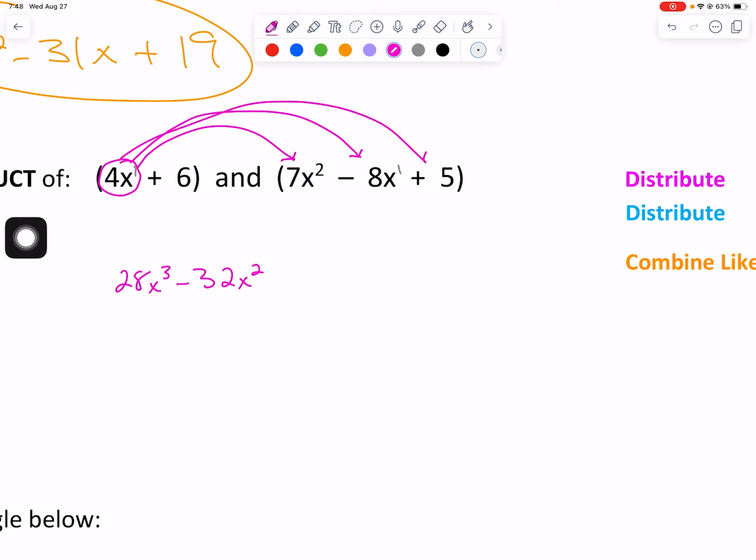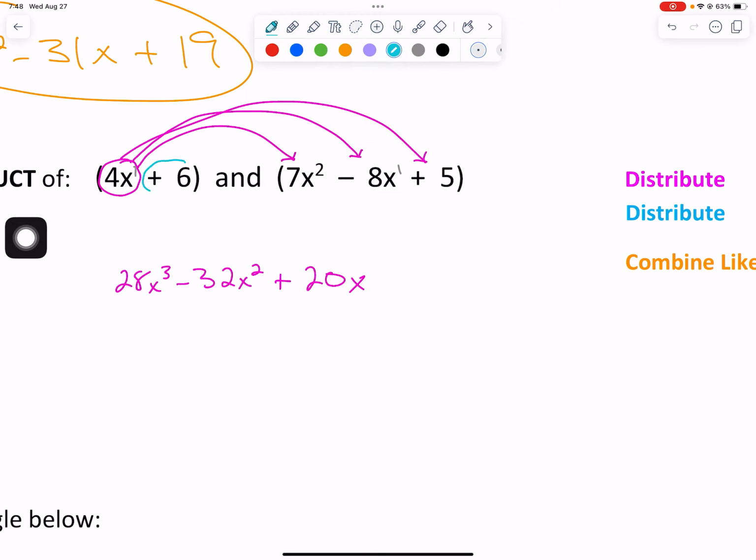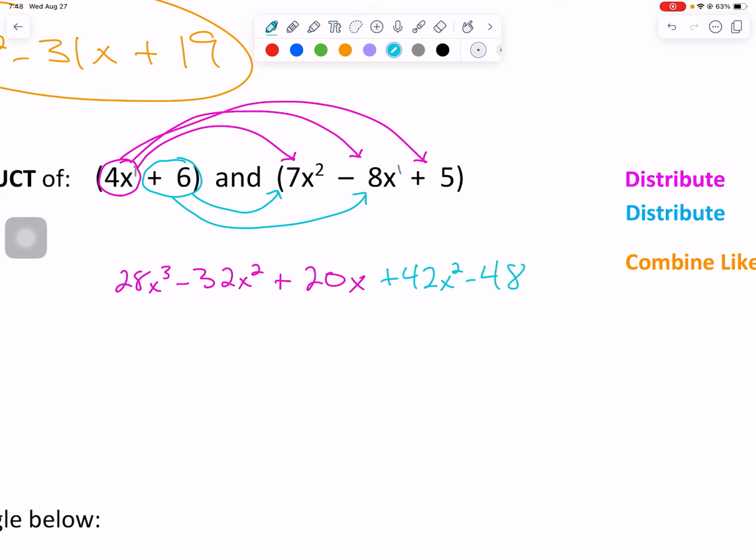Then we will do 4x times 5, giving us 4 times 5, which is 20. And then we will have just the 1x. I'm going to switch colors really quick to distribute the second term in binomial number 1, which is 6. And this time I'll go under the C. 6 times 7 is, yes, great job, 42. Don't forget your x squared. Then we'll do 6 times negative 8x. Well, 6 times negative 8 is negative 48. Don't forget your x. And then we'll do 6 times 5, which is 30.